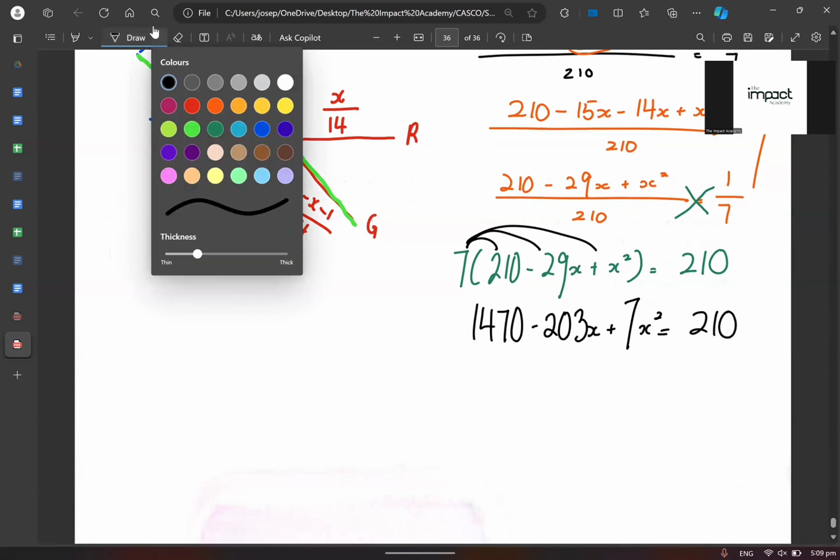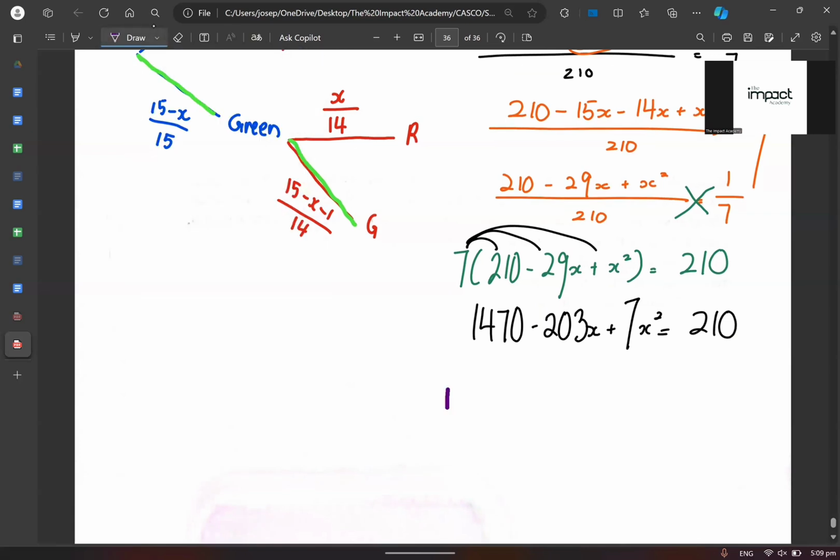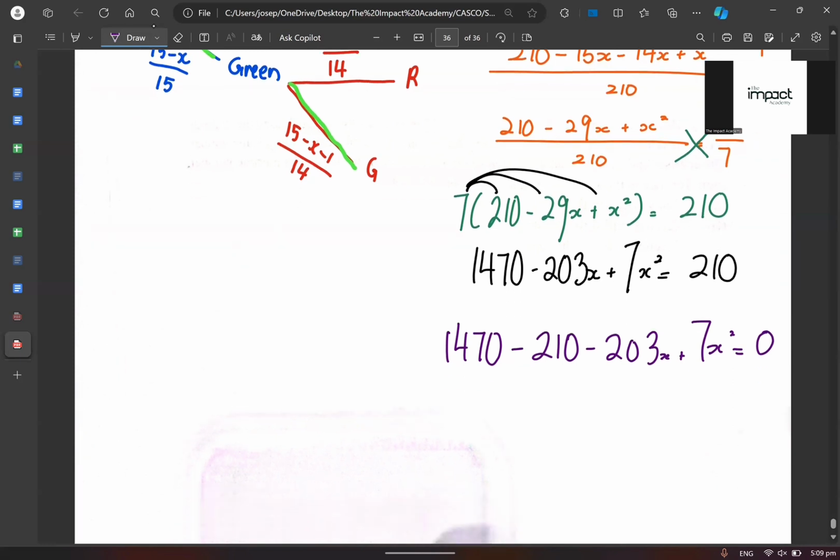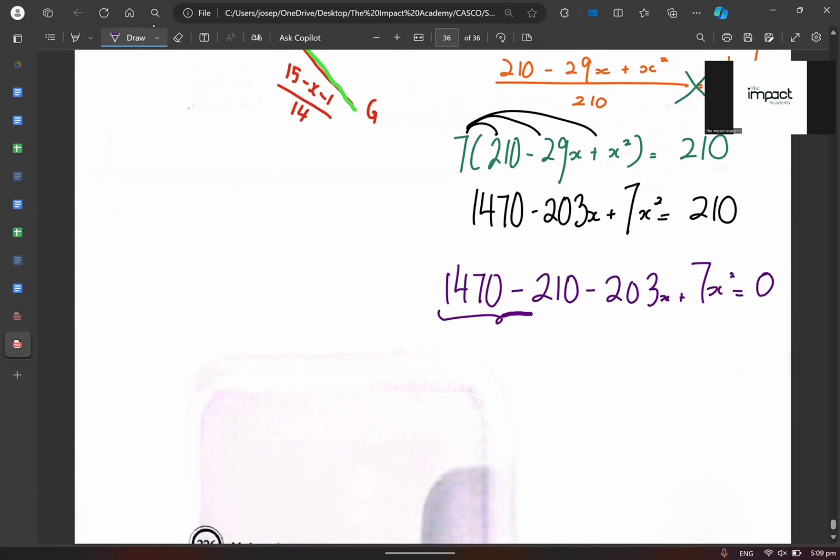Bring the 210 over. Remember to bring the 210 over. 1470 minus 210 is 1260, then minus 203x plus 7x squared is equal to 0. Does it make sense to you? So make sure this part is solved first. 1470 minus 210, we get an answer of 1260. Is this something that you can understand?